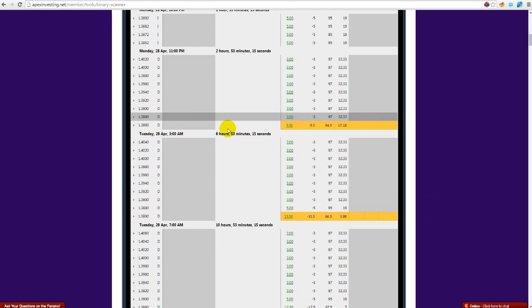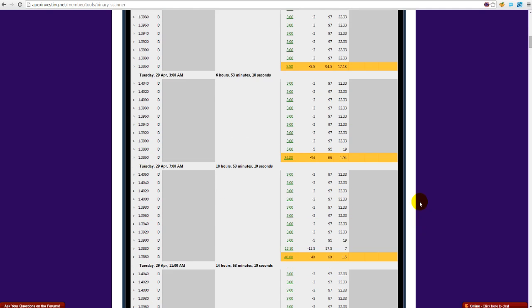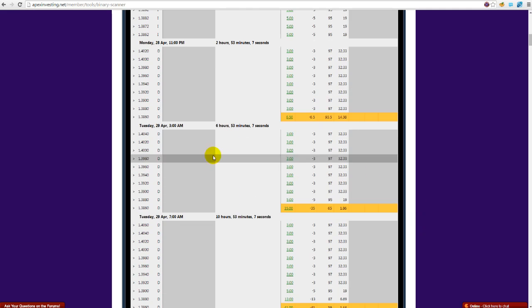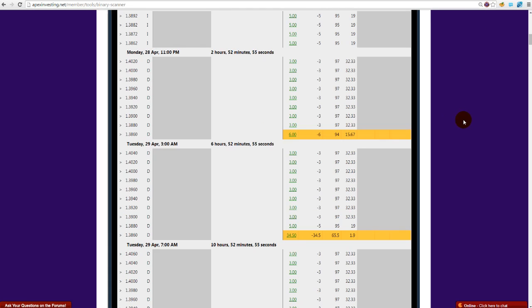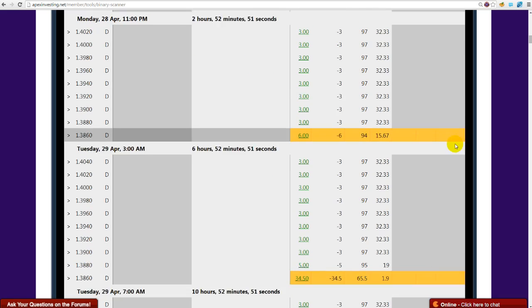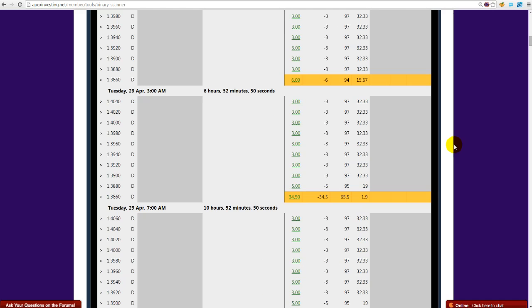If we start looking at the further out expirations on the contracts, I want you to notice right here, there's a 4-hour difference in these, okay? 11 and 3 a.m. These are all the 3860 contracts. What is that difference in price? Look at that. $34.50 and $6.